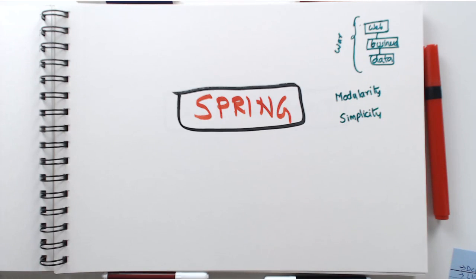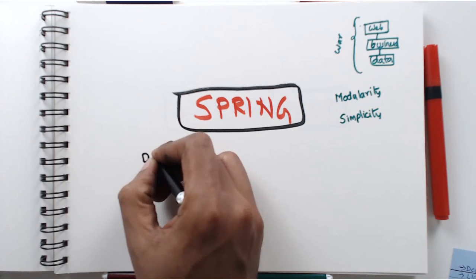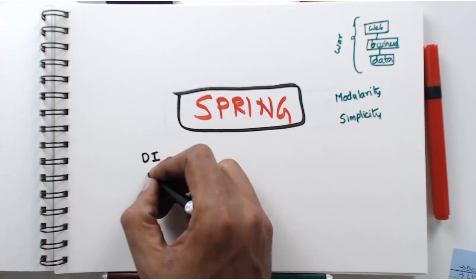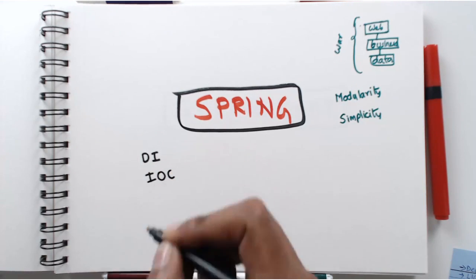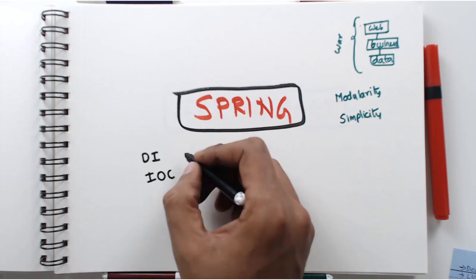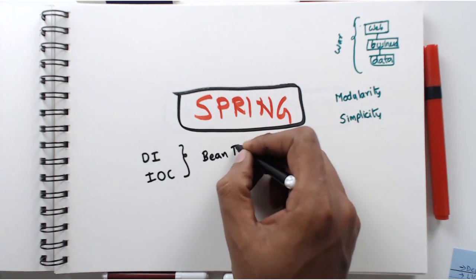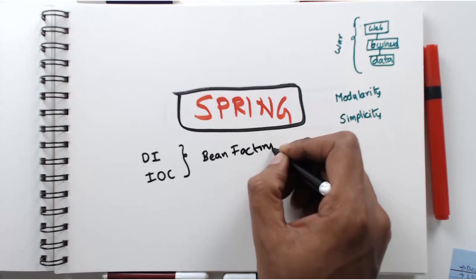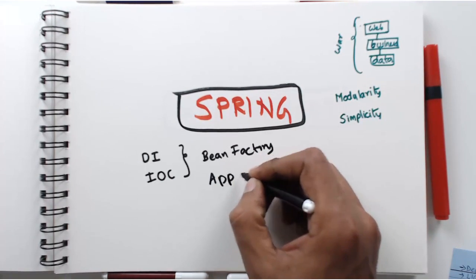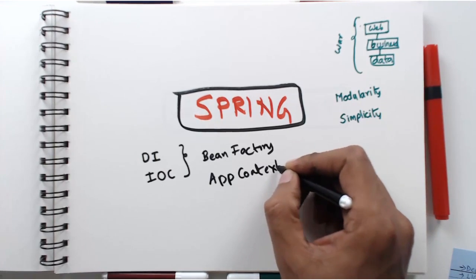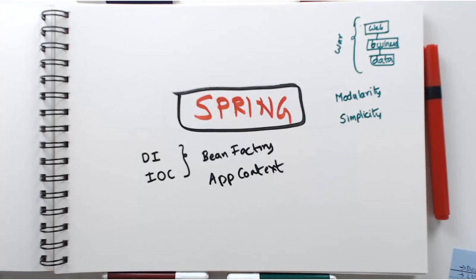Now, what are the things that you would need to learn about Spring? What are the concepts that are important that you would want to learn about Spring Framework? The most important concept of Spring Framework is dependency injection, or it's also called inversion of control. How does Spring provide this dependency injection framework? It's through something called Bean Factory and also through something called application context. So these are the things that you need to understand when it comes to dependency injection with the Spring framework.